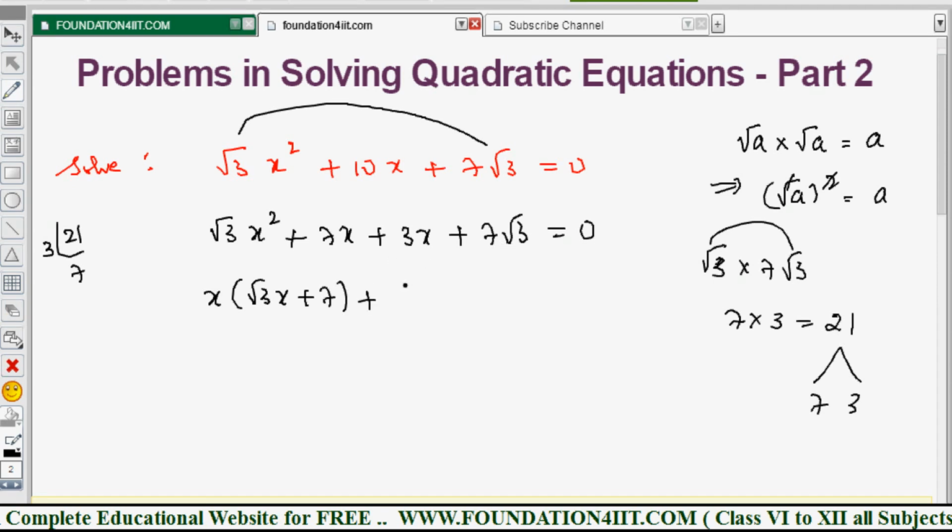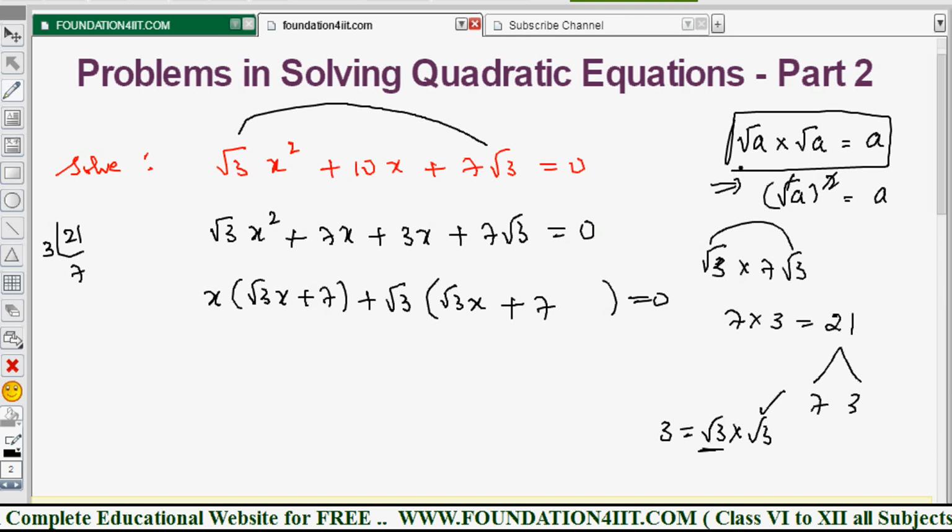Here we can take 3, we can imagine it as root 3 into root 3. So 3 is nothing but root 3 into root 3. Just imagine. So if I take one root 3 common, another root 3 is there, right? So we can write root 3x. You can check also, root 3 into root 3 is 3, and x plus 7, because root 3 is common, that is equal to 0. That's the property you must know.